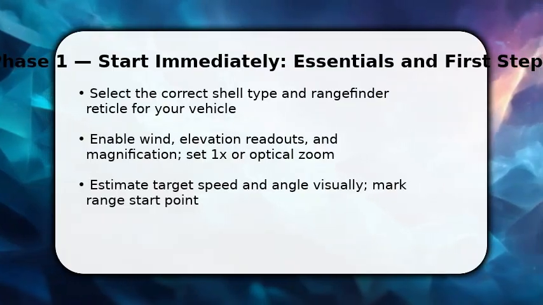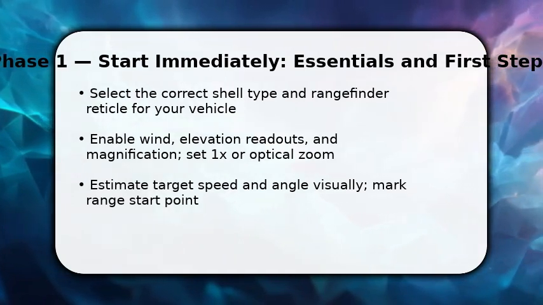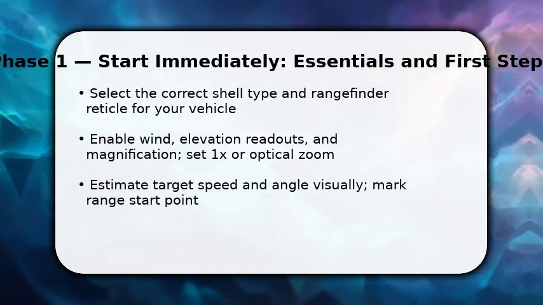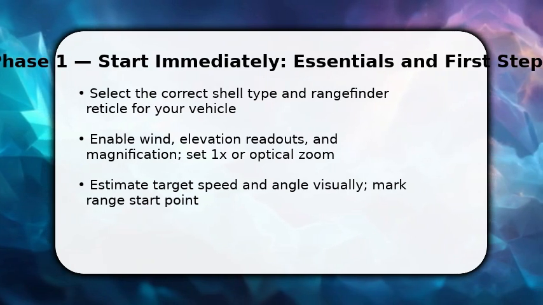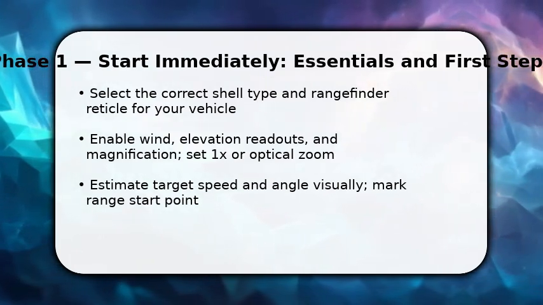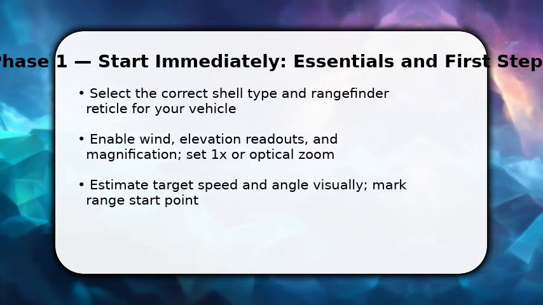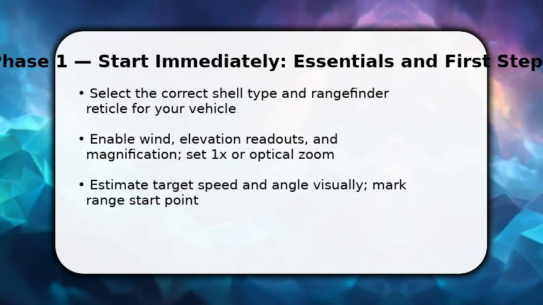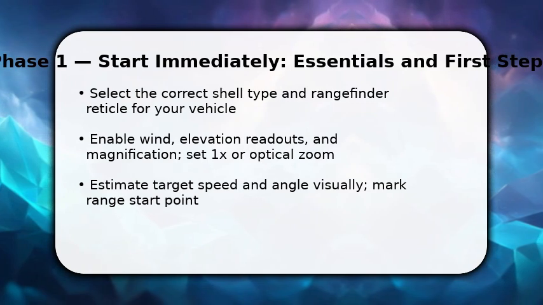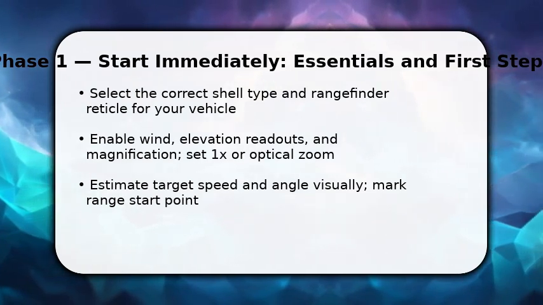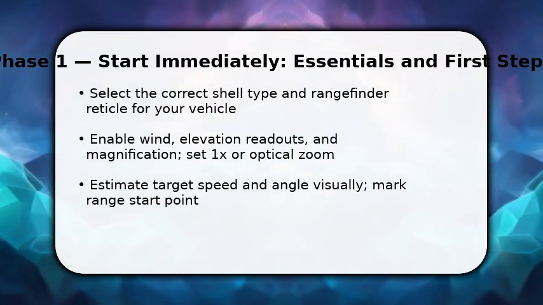You begin by readying your gunner view and optics. Set the correct shell and reticle because ballistics differ by ammunition. Once done, zero your scope to a known distance and confirm magnification. Make sure wind and elevation indicators are visible on your HUD and choose a conspicuous reference point on the terrain ahead. You then estimate the enemy's movement direction and approximate speed. This initial setup saves time and reduces correction cycles when you take the first ranging shot.